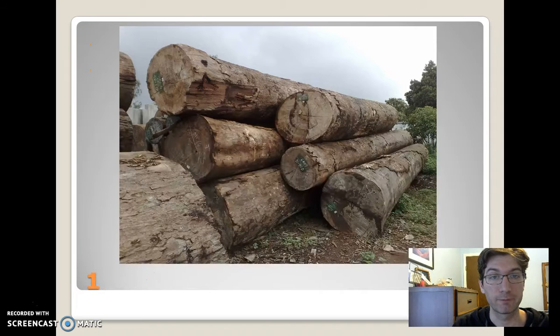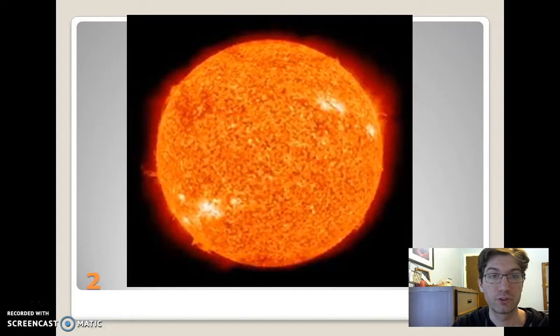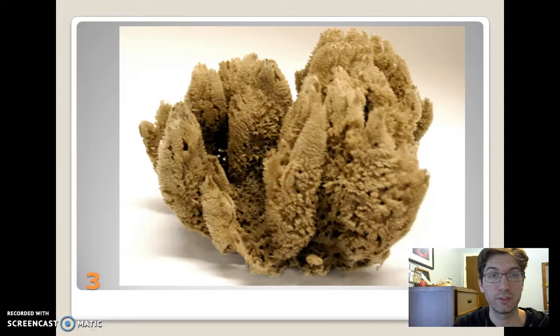Our first picture is right here. I am referring to these structures right here, these long cylindrical things, whatever you might call them. Just tell me if it's living or non-living. Picture 2 is this giant sphere. Again, just mention if it's living or non-living, and just to remind you to think about why you made that choice. Picture 3 is this thing.